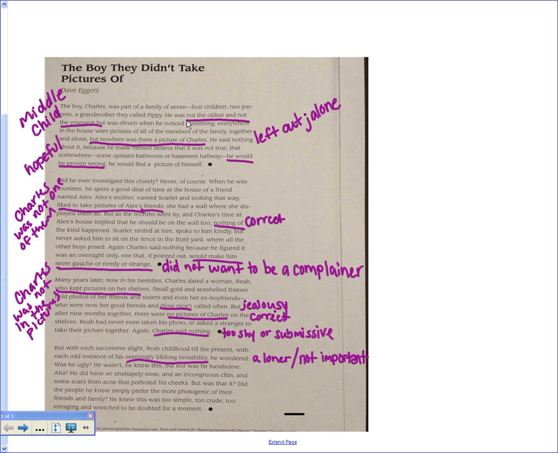He wondered, was he ugly? He wasn't, he knew this. But nor was he handsome. Aha! He did have an unshapely nose and an incongruous chin, and some scars from the acne that potholed his cheeks. But was that it? Did the people he knew simply prefer the more photogenic of their friends and family? He knew this was too simple, too crude, too enraging and wretched to be doubted for a moment. So his questioning, too simple, too crude, too enraging, is that he wasn't in pictures because of his look.